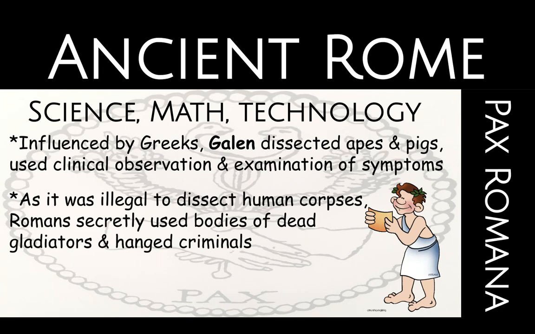It was illegal within the Roman Empire to dissect human corpses. So they did use apes and other animals. Pigs have an internal organ system that is quite similar to humans. So they did use pigs to dissect. And other Roman physicians did secretly use the body of dead gladiators and criminals who had been hung as a way of learning about the human body.